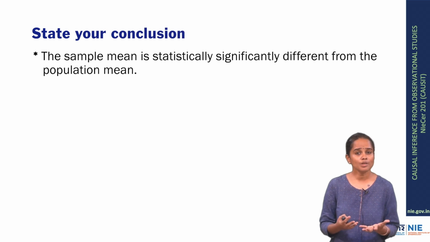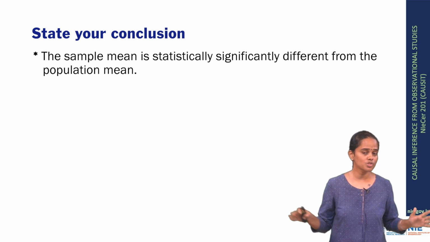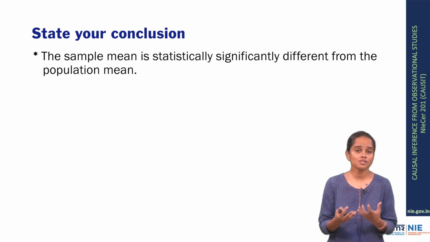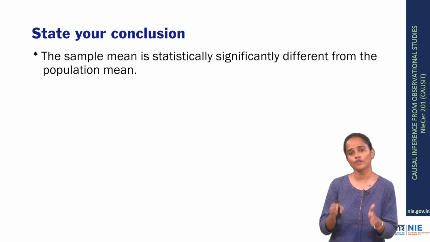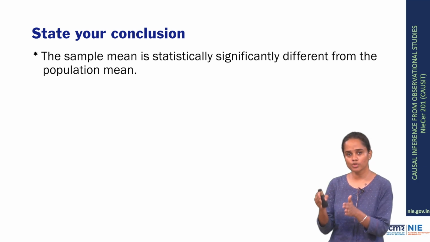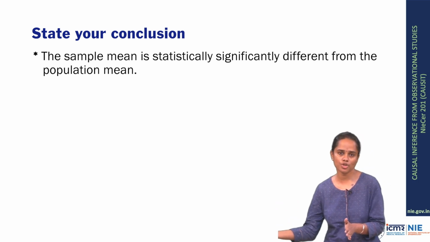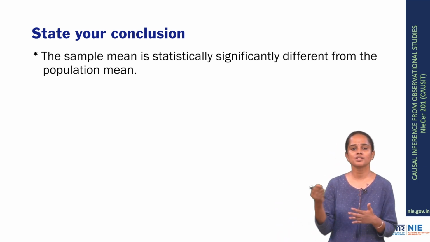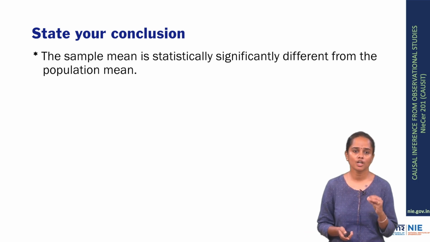So the next step would be to state your conclusion in context. So we've decided to reject the null hypothesis. So what does this mean in your context? This means that the average duration of stay if the patient undergoes PTCA is significantly different from his duration of stay if he undergoes CABG. Okay, so this is stating your conclusion in context.